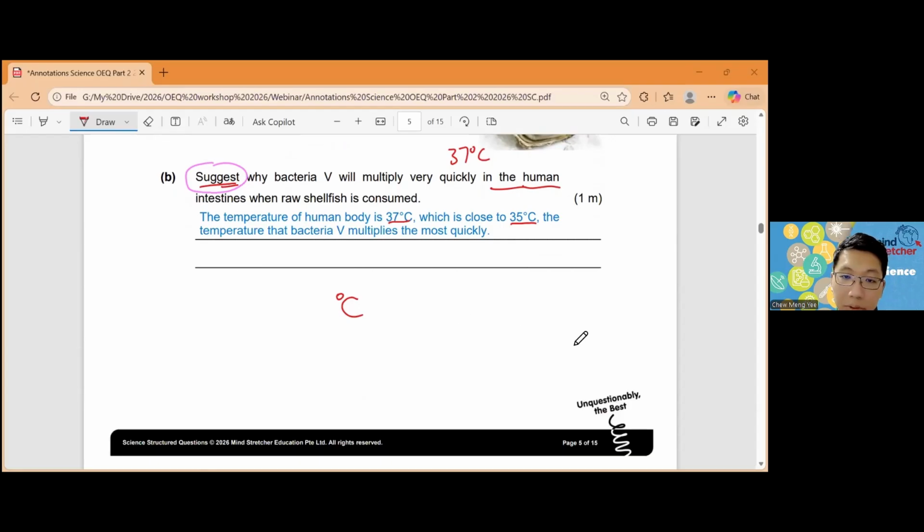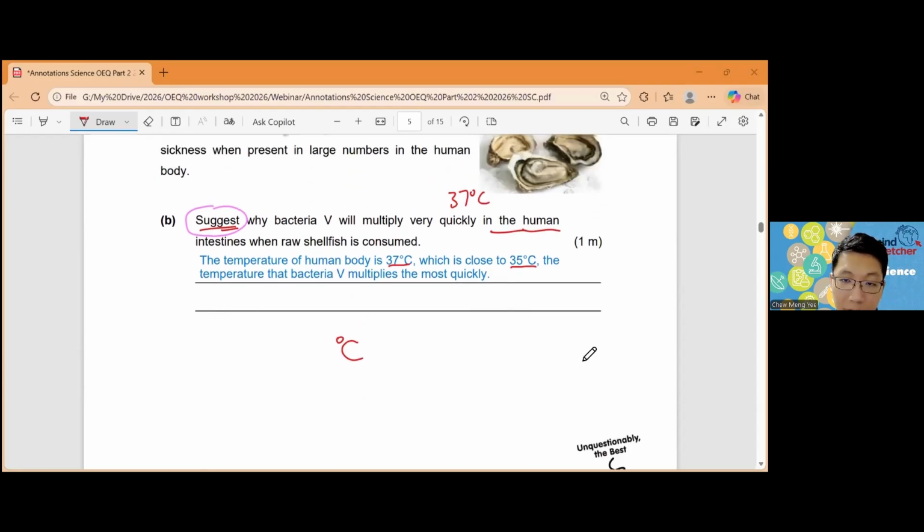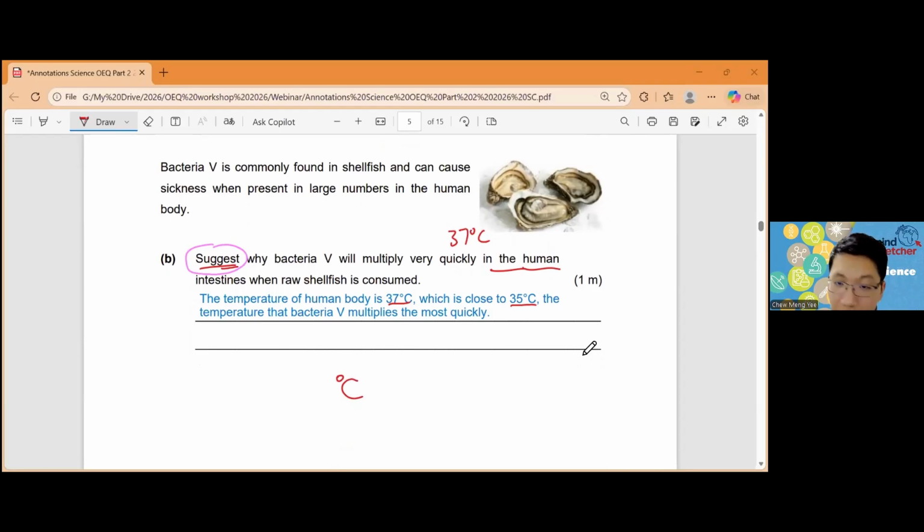What kind of sickness will you get if you eat raw shellfish? You may not get sick from eating raw shellfish, because some people eat raw oysters and all. It really depends on how well your body can handle that and the amount of bacteria inside, whether your body is able to kill all the bacteria. If the shellfish are not clean, there might be too much bacteria and you might get diarrhea. If it's even worse, you might get fever.